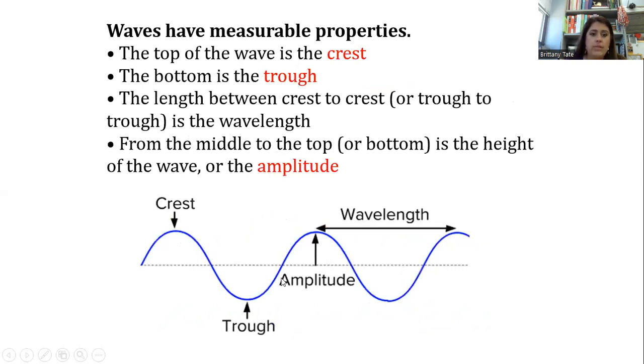So again, waves have different parts. We have the top, which is the crest. The bottom is the trough. The distance from the rest position to the top of the crest, or from the rest position to the trough, is what we call the amplitude. And then wavelength is the distance from crest to crest or trough to trough.